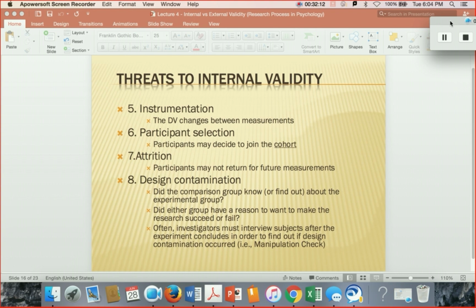Number 7, attrition. We've talked about attrition. This is a problem with within-groups research designs. People just do not come back for other measurements or for future measurements. In other words, people die between measurements, especially if it's a longitudinal study. Number 2, people move. People just don't want to come back. They just tell you, I just don't want to go anymore. People just forget, whatever the case may be.